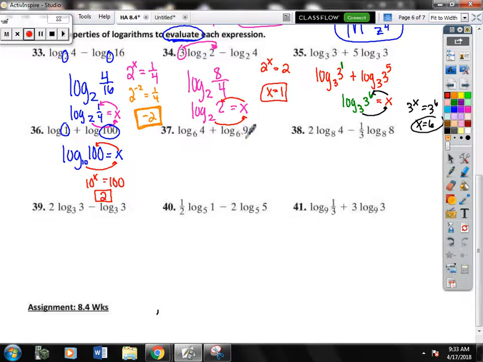Okay, the next one we also see addition, which means that we can multiply these 2 numbers together and condense this down into 1 logarithm, log base 6 of 36. Again, to evaluate that, we'll set it equal to an unknown value, and we'll change to exponential. 6 to the x power equals 36, and therefore x has to be 2.